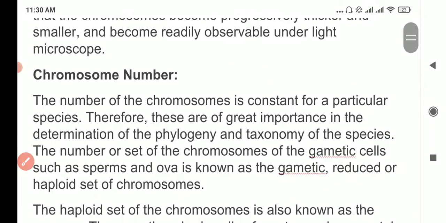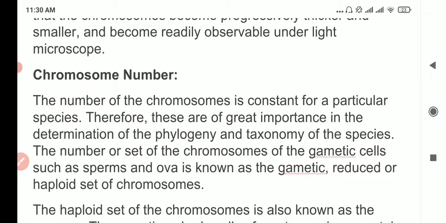Okay, now looking at the chromosome number. So how many chromosomes do humans have? How many pairs do they have? So I think you already know the answer. We have 46 total chromosomes and we have 23 pairs. Okay. So the number of chromosomes is constant for a particular species. I have 46 total chromosomes.